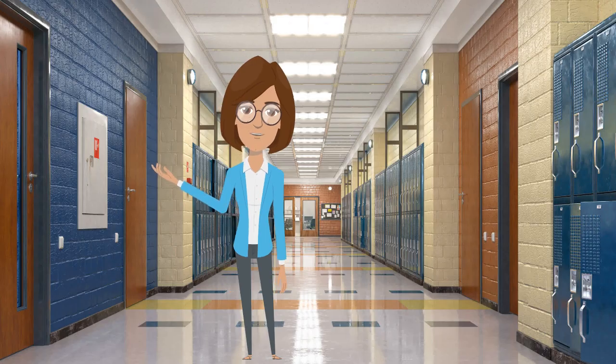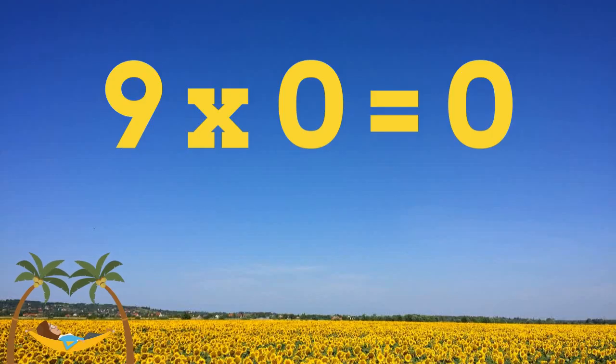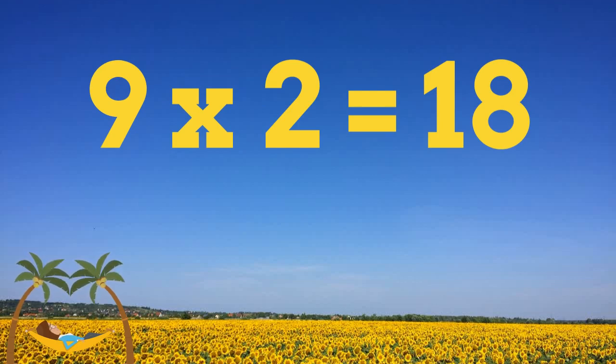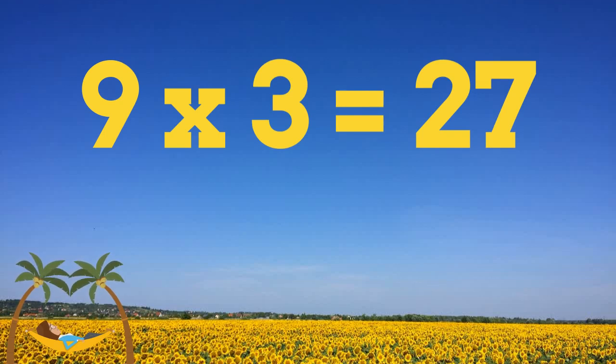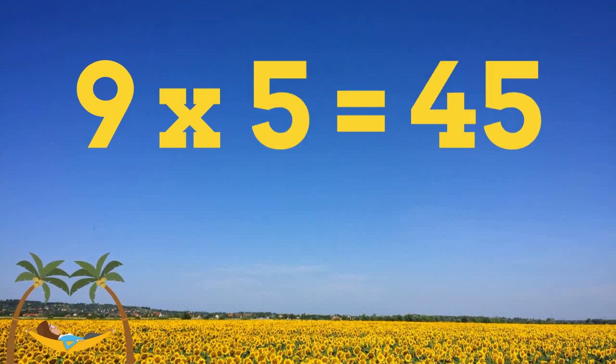I will now begin the numbers multiplied by 9. 9 times 0 is 0. 9 times 1 is 9. 9 times 2 is 18. 9 times 3 is 27. 9 times 4 is 36. 9 times 5 is 45.